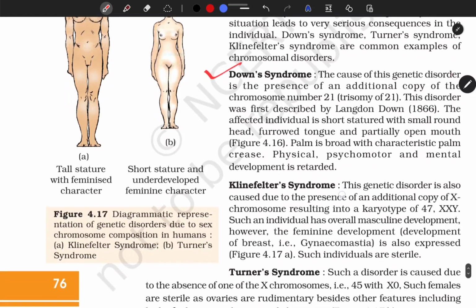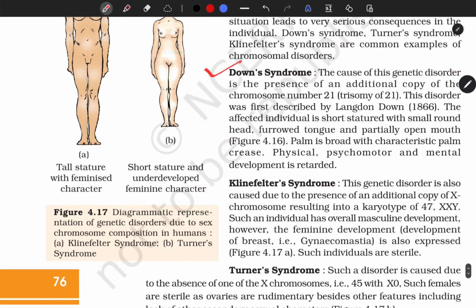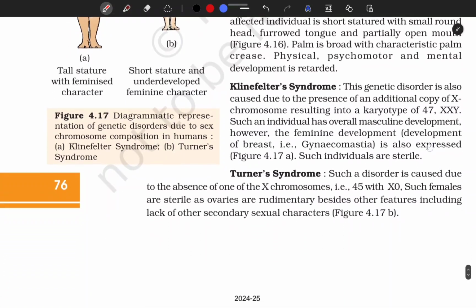The cause of this genetic disorder is the presence of an additional copy of chromosome number 21, that is trisomy of 21. This disorder was first described by Langdon Down in 1866. The affected individual is short statured with a small round head, furrowed tongue and partially open mouth. The palm is broad with a characteristic palm crease. Physical, psychomotor and mental development is retarded.